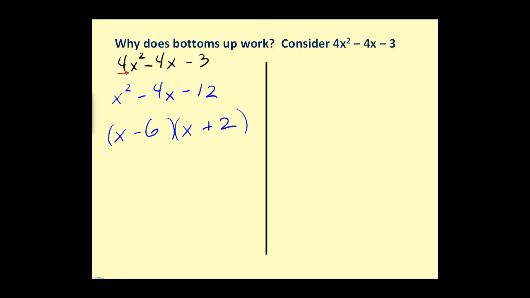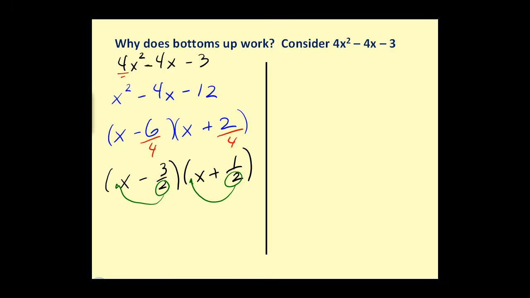Now dividing by the original value of a, which was 4, and it's important that we do not forget we have to simplify next. So we would have x minus 3/2 and x plus 1/2. Now we perform the bottoms up, so this 2 goes to the front, and so does this 2. So the final factored form of the original would be 2x minus 3 times 2x plus 1. Now let's compare this to the method we use when the leading coefficient is equal to 1.